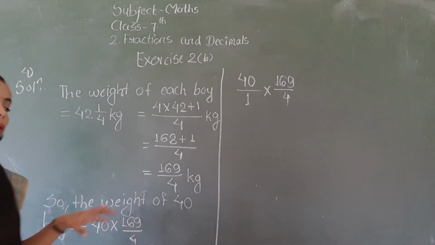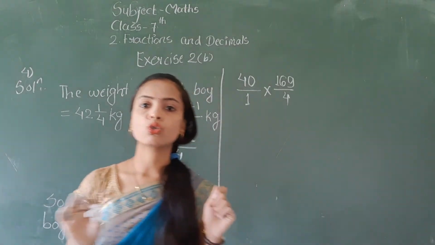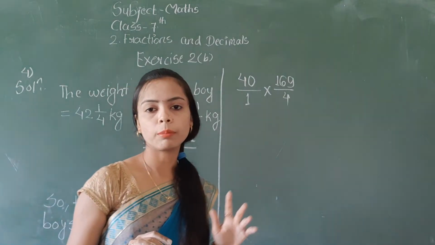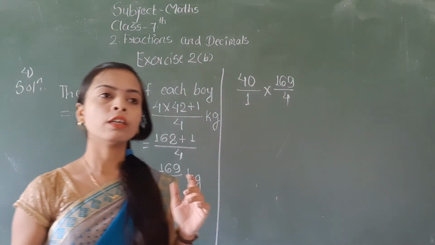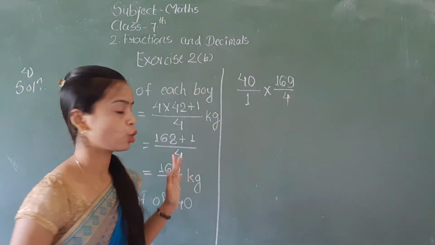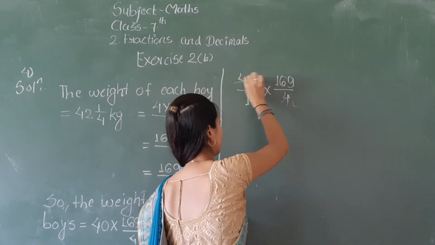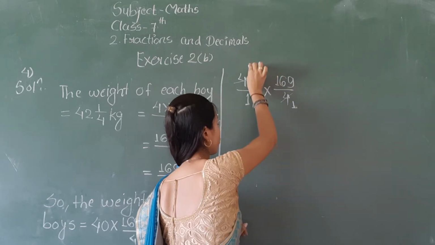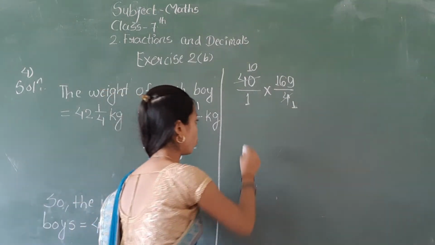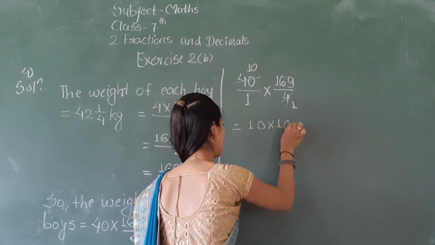Now you have to multiply both these fractions. If you multiply them directly, the multiplication is a little bit lengthy and big because you don't know the table of 169. आपको 169 का टेबल नहीं आता है, so here we are applying the method of cancellation. If you cancel this 4 and this 40, then 4 ones are 4 and 4 tens are 40. So your answer is 10 multiplied by 169 in the numerator.